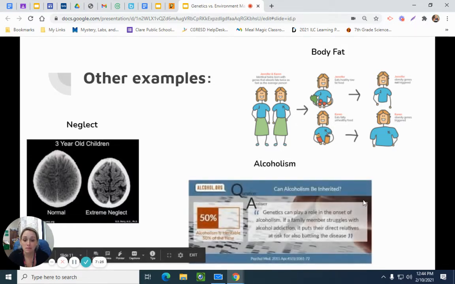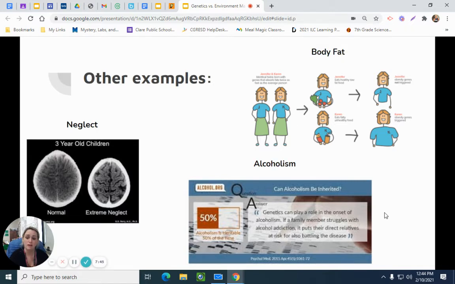Another one is alcoholism. There's a huge debate as to whether alcoholism is genetic or environmental, and it's very hard to do human studies on this topic because often there are other factors present, so it's hard to create a controlled study. There's huge evidence, though, that there is a genetic factor, and it's not all environmental.